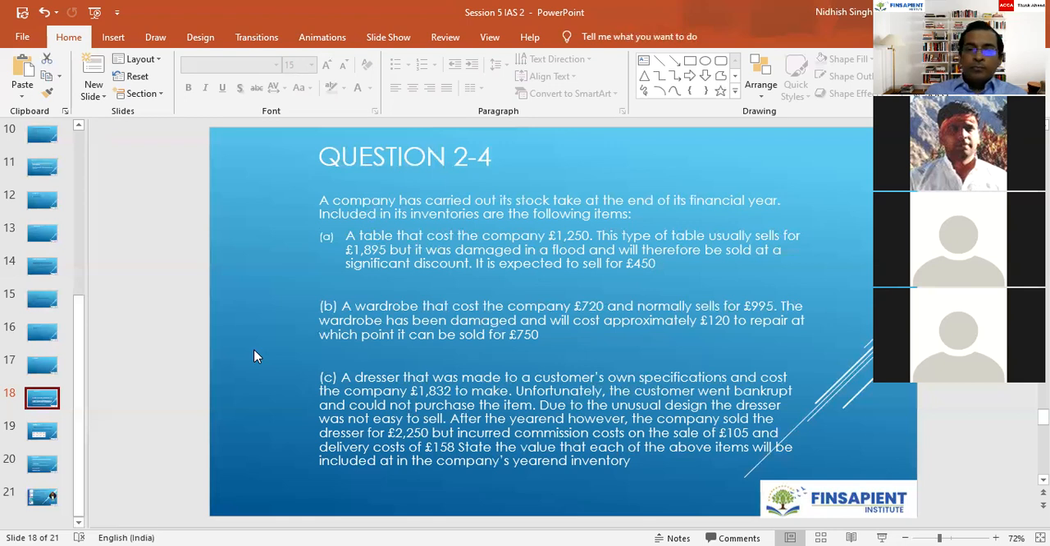NRV should be 600, right? 720 minus 120, right? No. 750 minus 120. NRV is net realizable value, which is selling price minus the cost of selling. Okay, 750 minus 120. Okay. Then the third question, C.